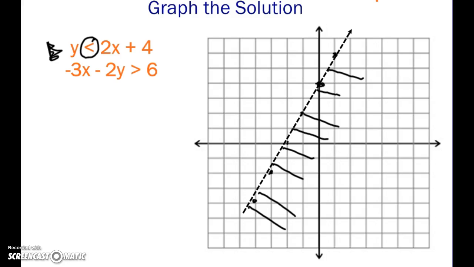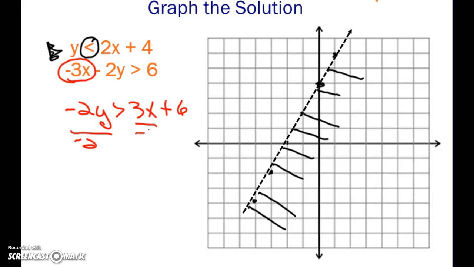Now the second one we have to rewrite. Okay. We're going to move that 3x, negative 3x to the other side, so it makes that positive. We're going to divide by a negative 2. When I divide by a negative 2, my sign has to change direction. So I got y is less than negative 3 over 2x minus 3. And we graph that one.